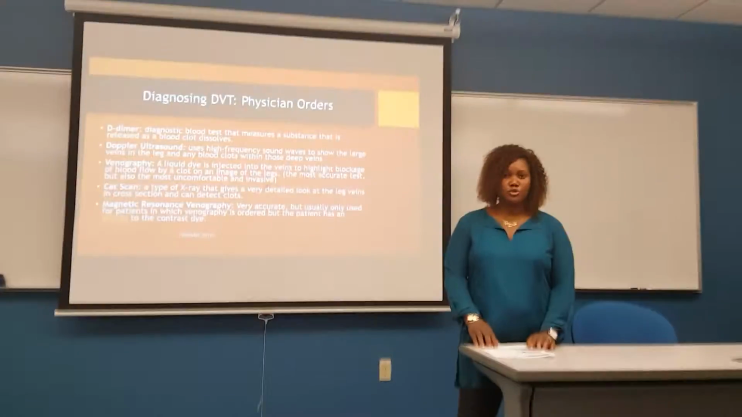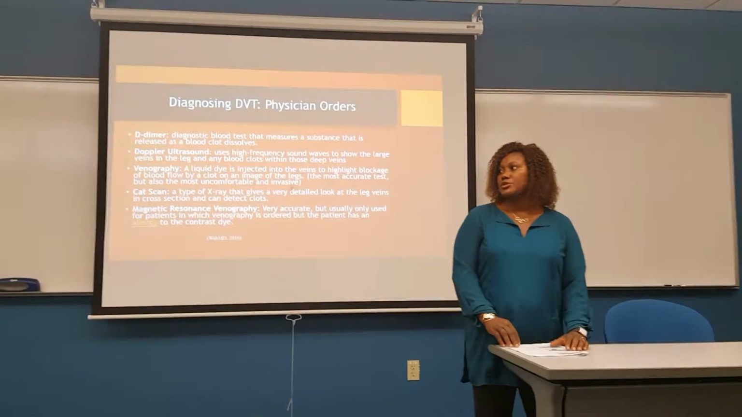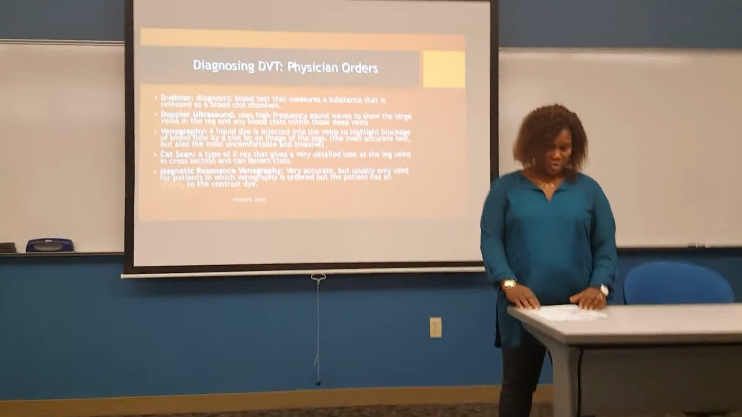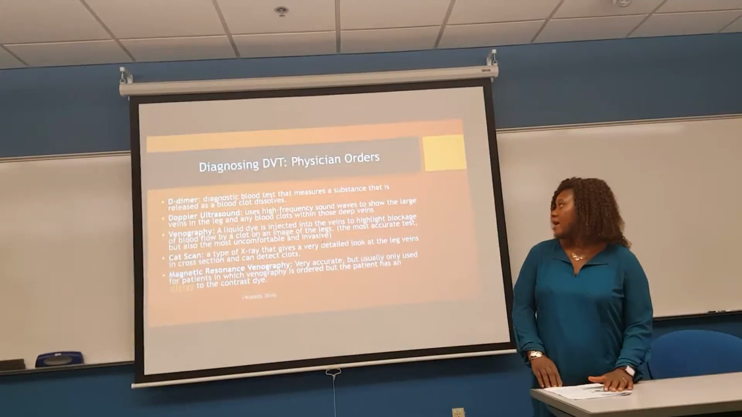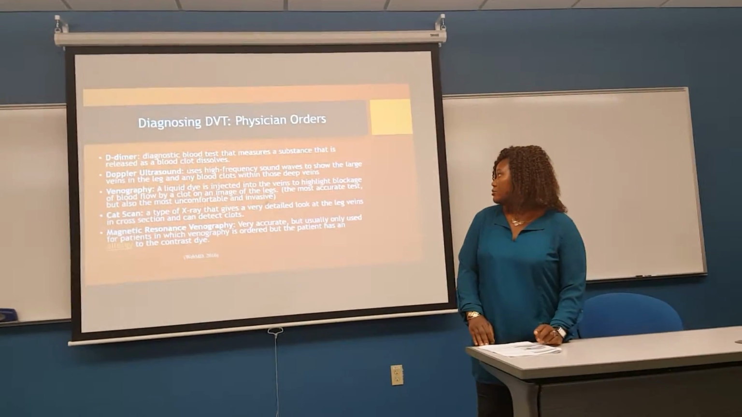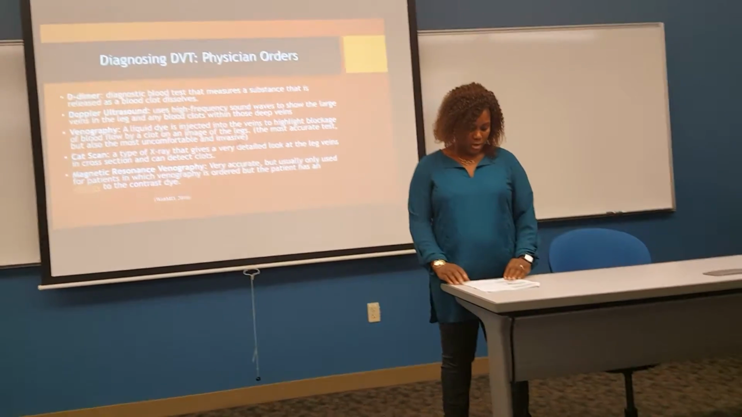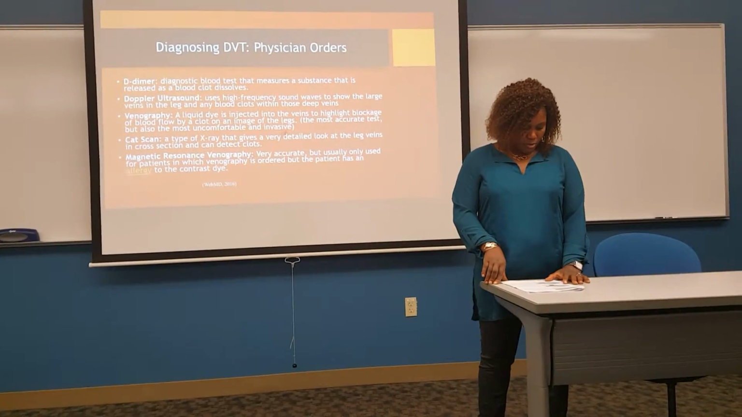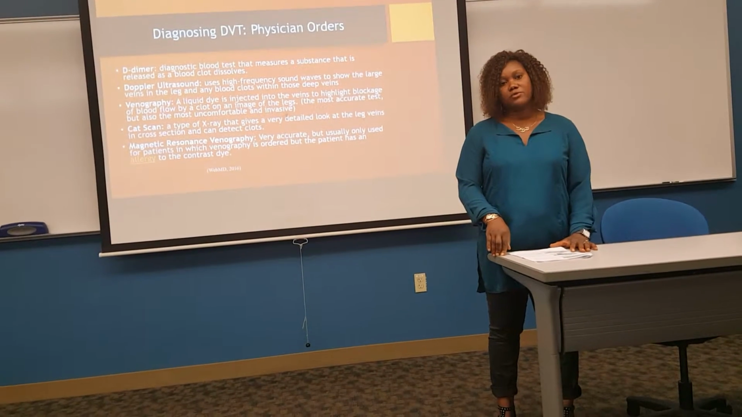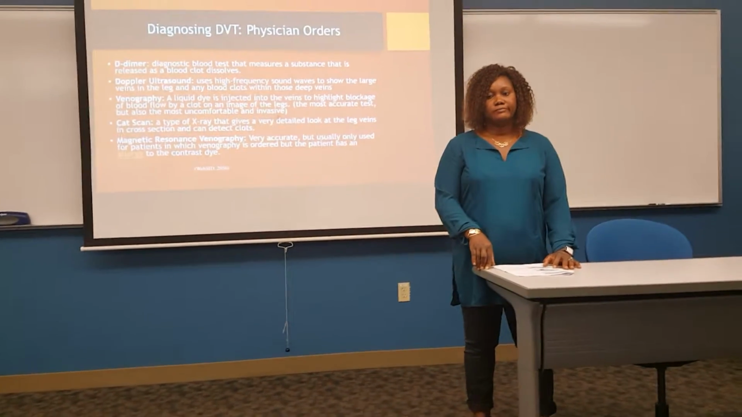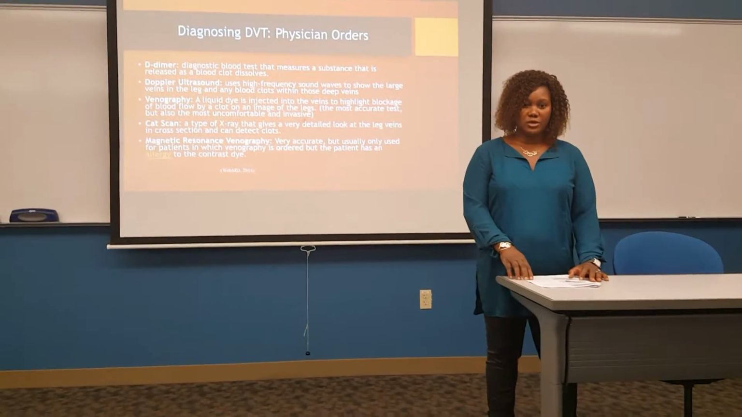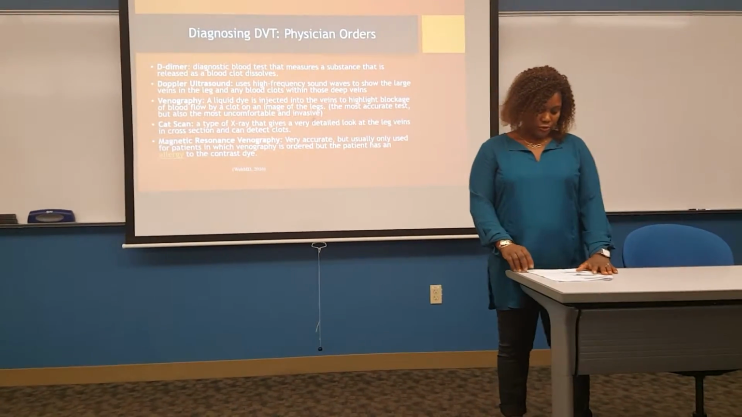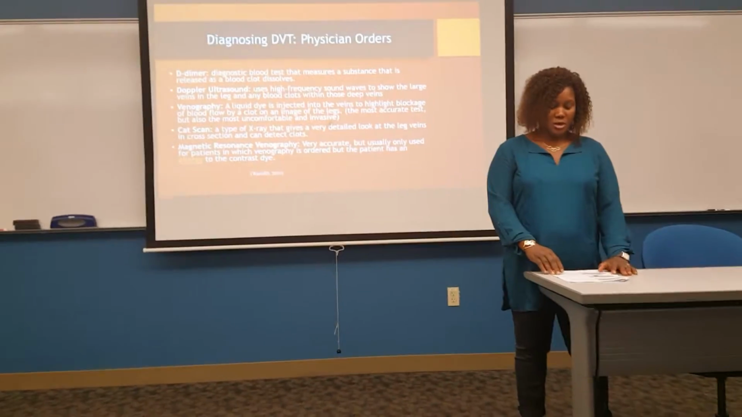And these are just some of the tools that are used to diagnose a blood clot. So DVT and physician orders. A D-dimer to measure the substance that's released as the blood clot dissolves, and Doppler of the extremity, a venography. It's where they use a liquid dye to detect blood clots, and it's one of the most accurate tools used to diagnose DVT. It's also one of the most uncomfortable methods used to diagnose.